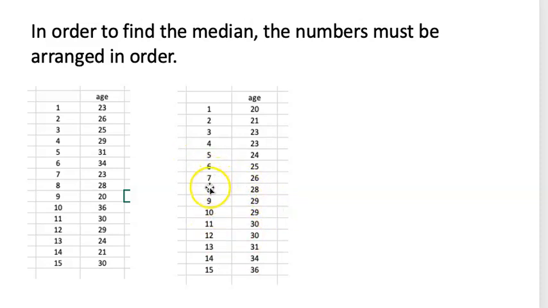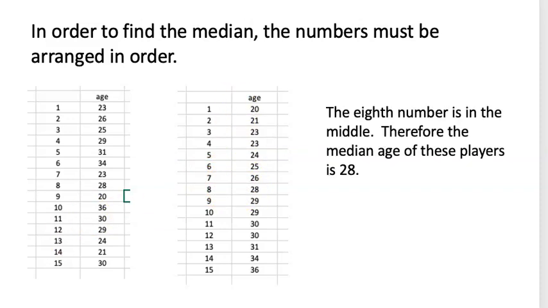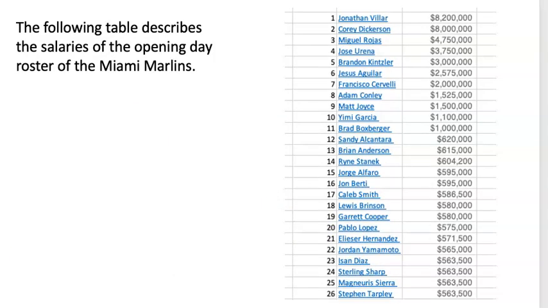So in this situation, our eighth number, the eighth age in order from lowest to highest is 28. So 28 is our median age. Again, how do you get 8? Number in the middle. The other way, n plus 1 over 2. 15 plus 1 over 2. 16 over 2 is 8. Is another way to get 8. But 8 is not the median. The eighth age is the median. The median is 28. So here's another list.